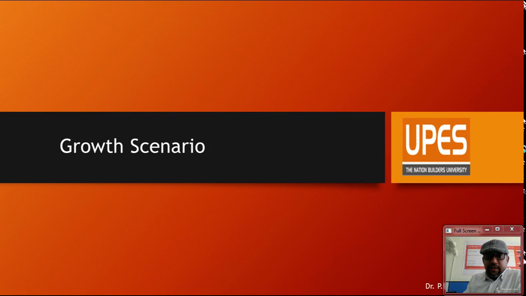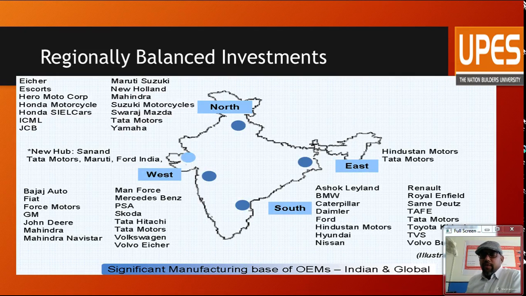When it comes to the automotive growth scenario, the automotive industry in India has regionally balanced investments. North, west, south, east, wherever in India you want to go, you can choose your company according to the companies available. From this PPT I showed you, you can pick wherever you want to be settled, south, north, west or east. All four regions are properly designed so that anywhere you can locate it.